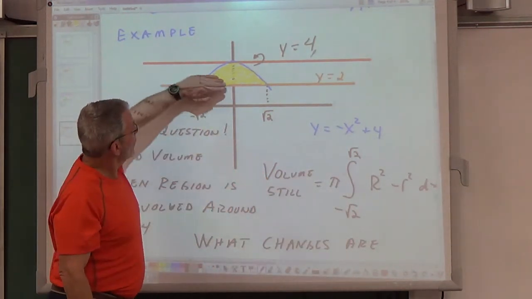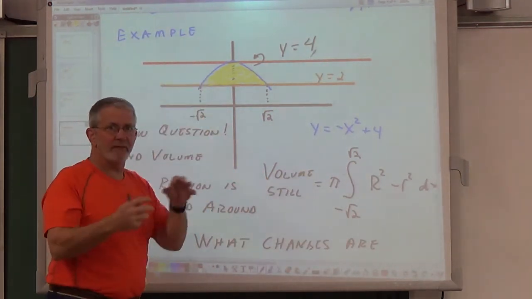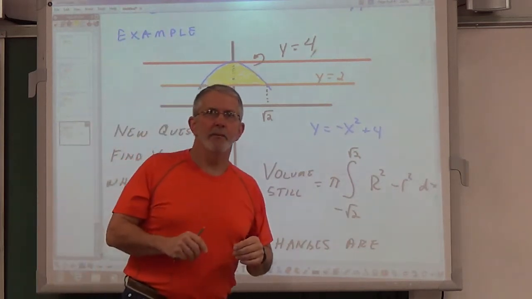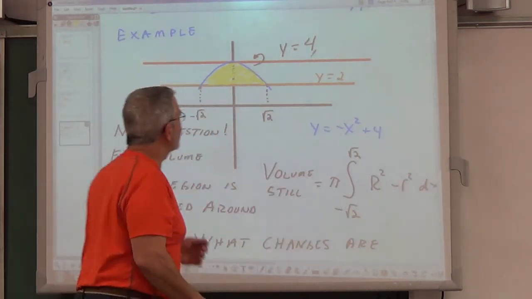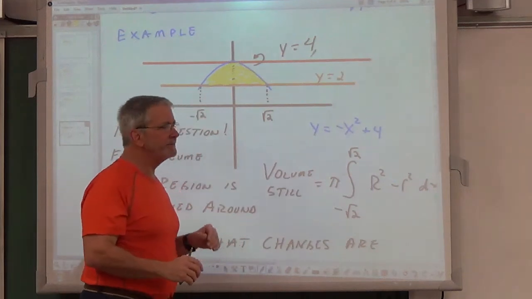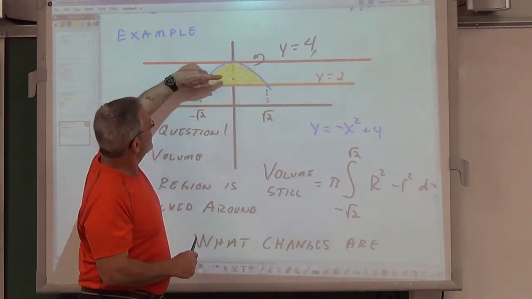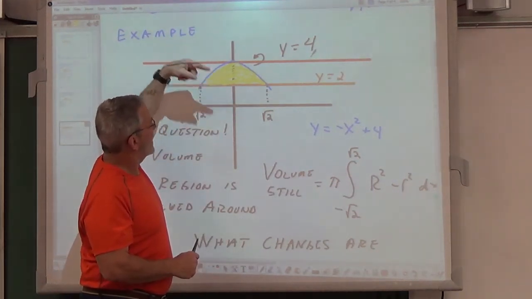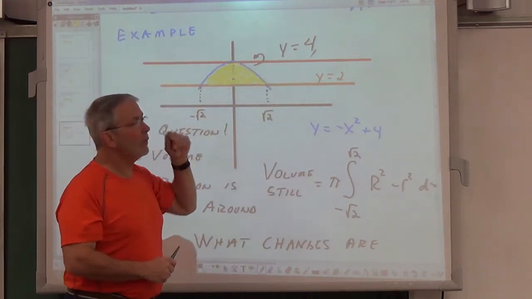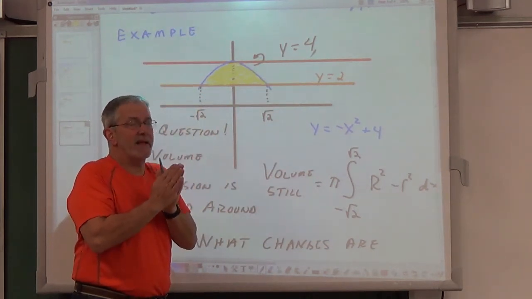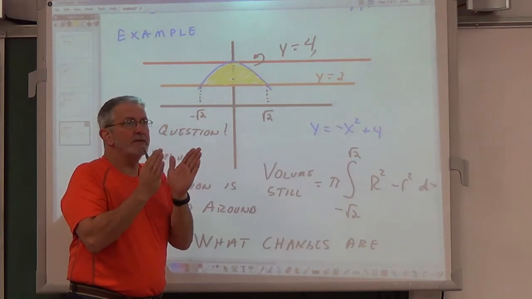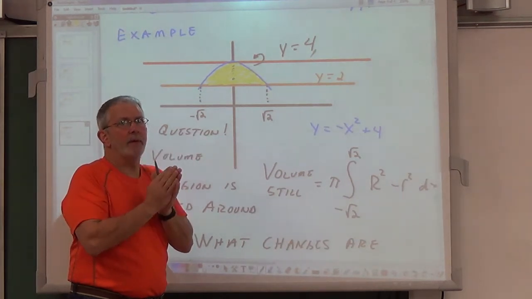And I notice when I do revolve that, and that would be a funky creature to make with Play-Doh, that would be a hard one to make, but we could do it. But I noticed that if I did revolve that around that line y equals 4, what is the biggest thing? Is there going to be a gap?